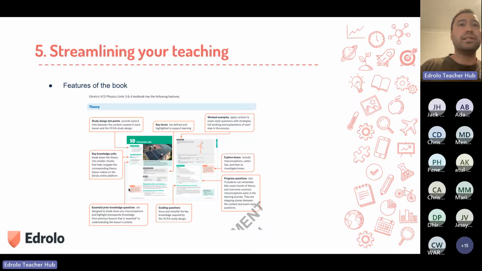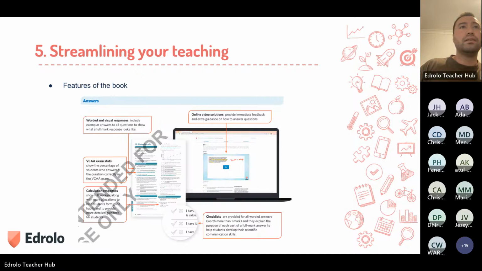The study design dot points are there, and essential prior knowledge, if you have students that really need to catch up on certain things, or what's the key knowledge for each chapter. We have worked examples and progress questions. The online platform is very similar. We have video solutions.